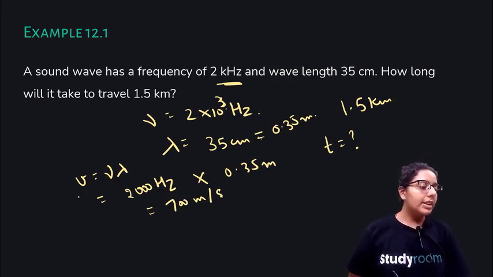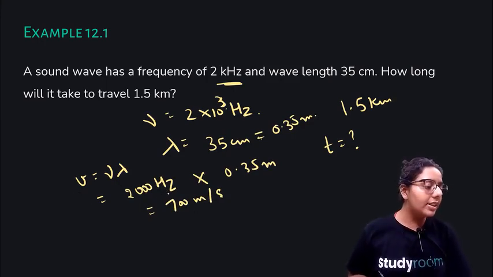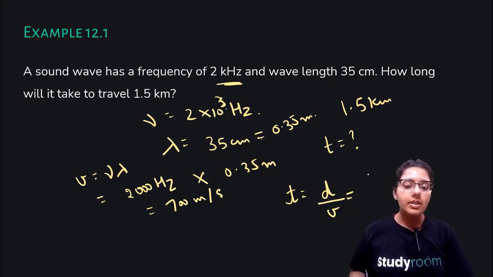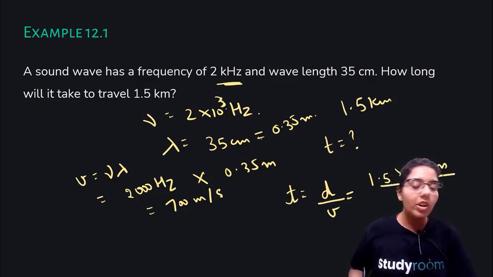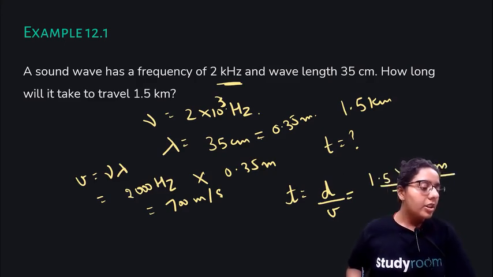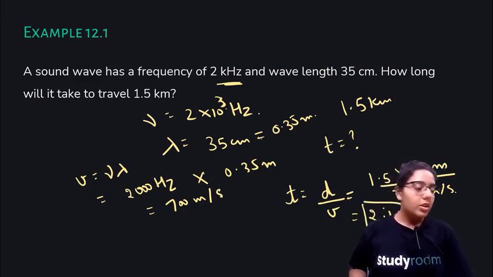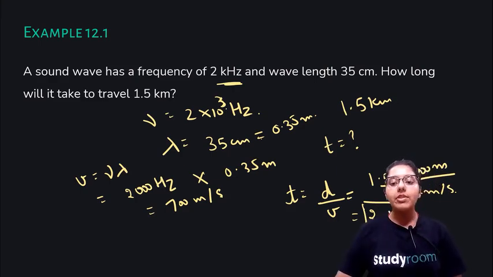So now the time taken by the wave to travel a distance. So we have to calculate the time. We know time is distance upon velocity, right? What is your distance? Distance is your 1.5 kilometers. That is 1.5 into 1000 meters. Upon what is your velocity? 700. Okay. So 700 meter per second. So this comes out to be 2.1 seconds. Okay. So we get that the sound will take 2.1 seconds to travel a distance of 1.5 kilometers.